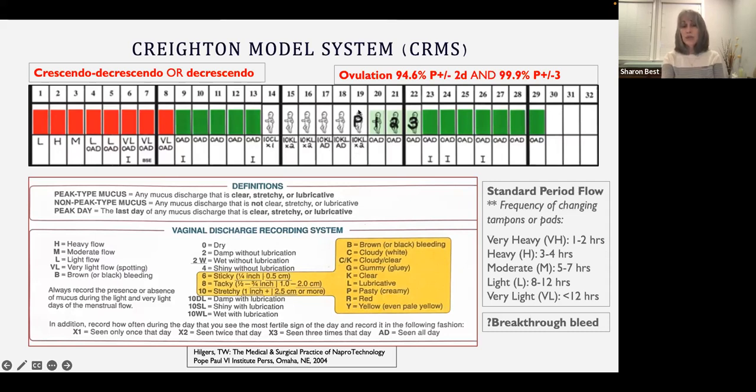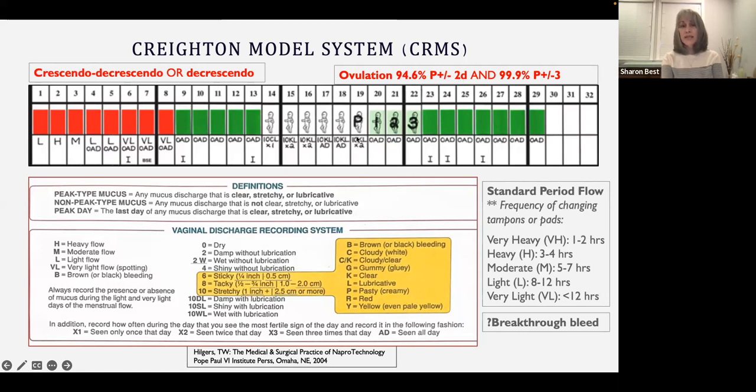She will be taught to recognize something called a peak day. So the peak day is a day that's close to ovulation, but not necessarily her ovulation. So you can see here that we've done some research at the St. Paul VI Institute, and he has determined that 94.6% of patients will ovulate within P plus or minus 2 days.